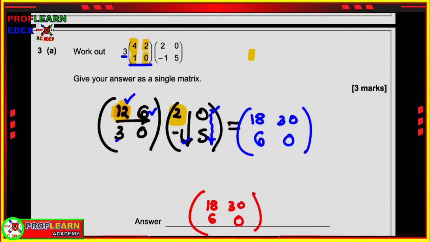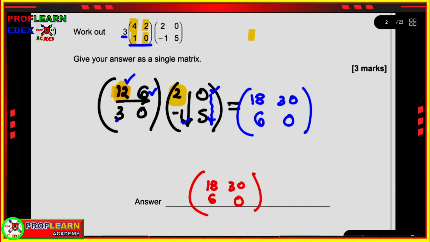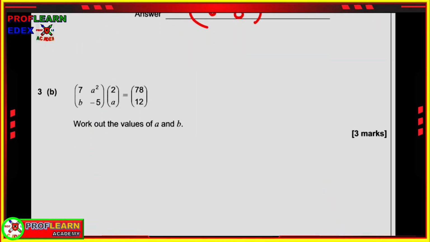All right, so moving to the next part of the question. Let's see which other question was asked in this year and what was the approach. Yeah, so work out the values of A and B.